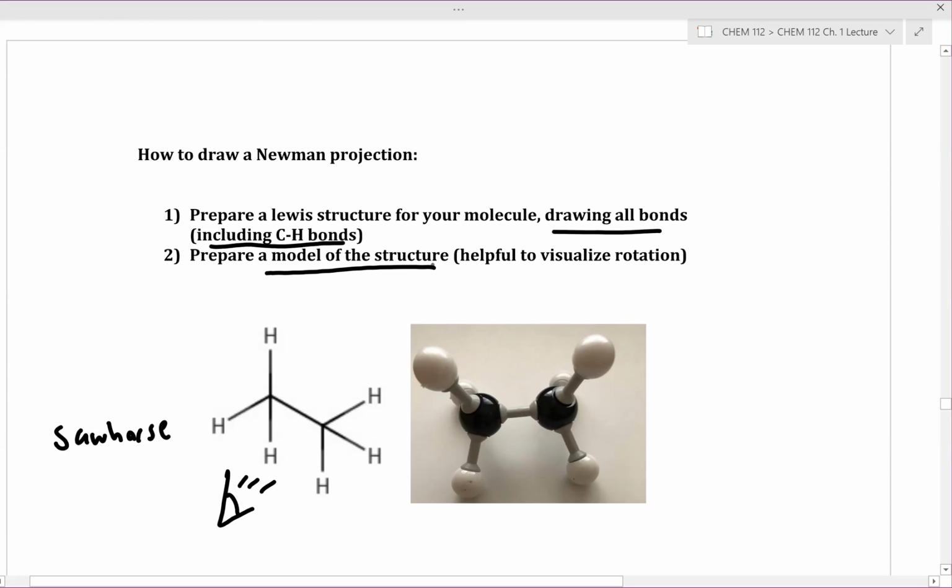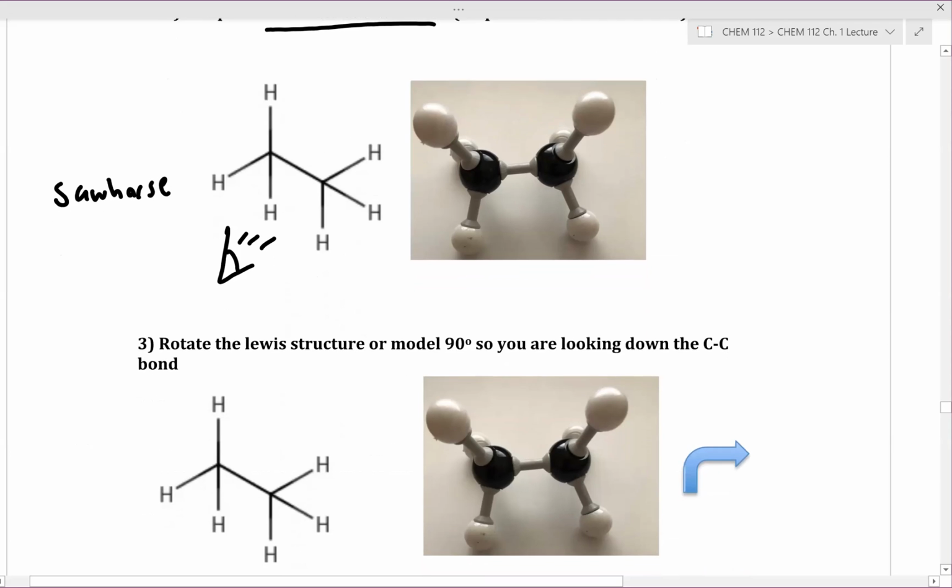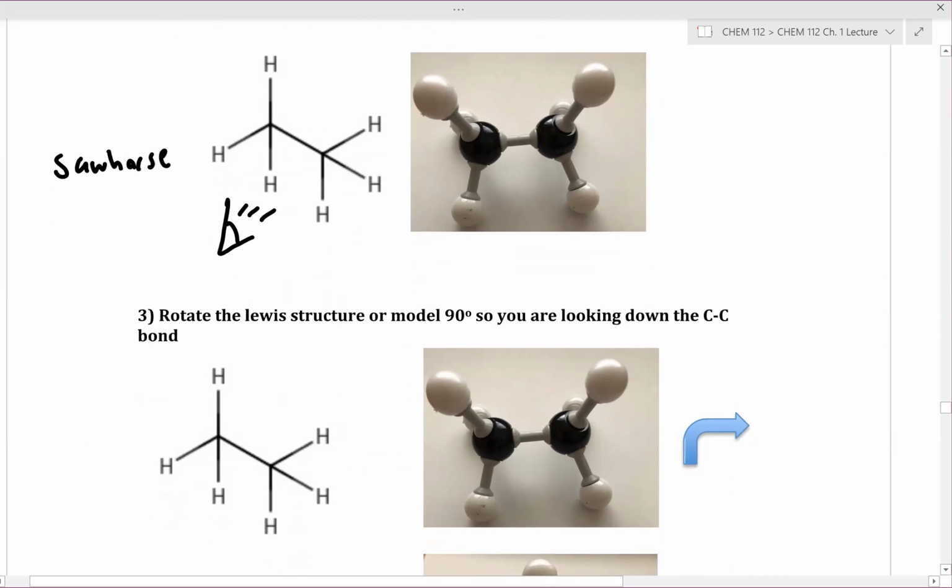And the reason why I have pictures is it's really hard if I'm standing up in the front just to mess around with a model kit that's like about this big. But we'll be passing some out, and we're more than welcome to do some additional practice problems with models next session. Okay. Now what you're going to do is take your Lewis structure and rotate your Lewis structure 90 degrees. It can be to the right or to the left. I don't care. It doesn't actually matter.